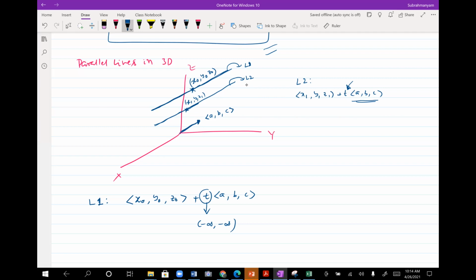Parallel lines will have the same a, b, c, and of course the point which you are using here, for example x naught, y naught, z naught, that's all that could change. So this is a very convenient representation of parallel lines.